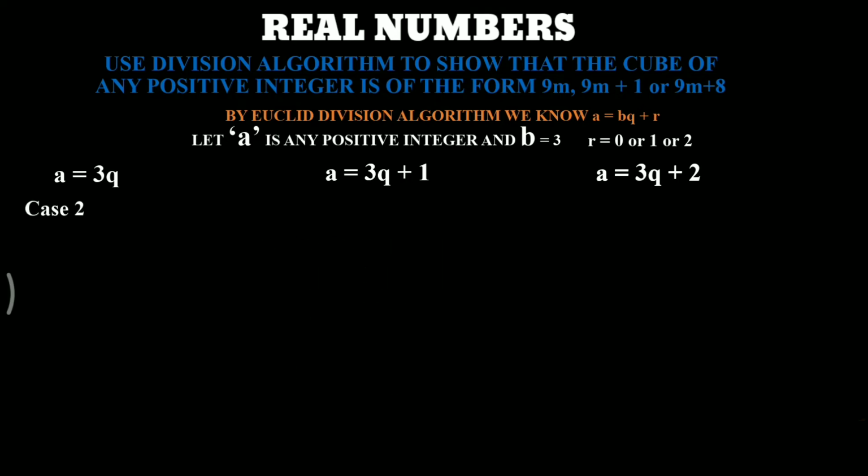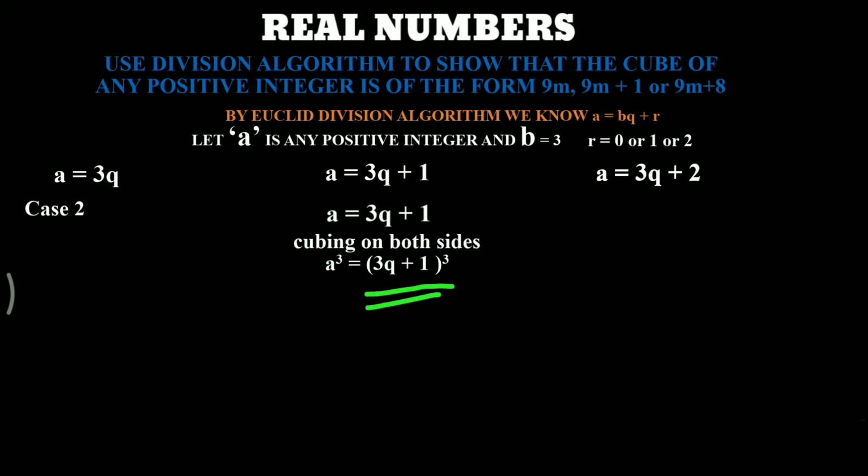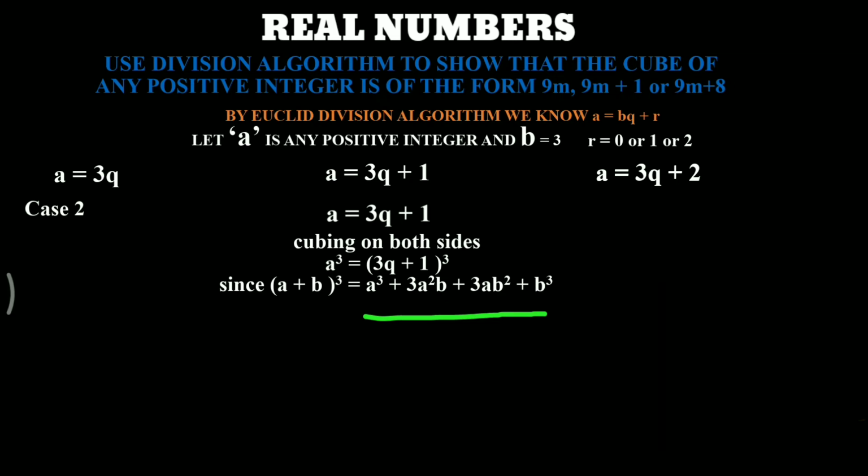Now I am going to take the second case. What is the second case? a is equal to 3q plus 1. Again, according to the given question, what we have to do? We have to cube. So I am cubing on both sides. If you cube on both sides, you will get a cube is equal to 3q plus 1 whole cube. So here we get a problem. Here you have to simplify this by using the formula for a plus b whole cube. The formula for a plus b whole cube is a cube plus 3a square b plus 3ab square plus b cube. We have to remember this formula in order to expand that binomial.